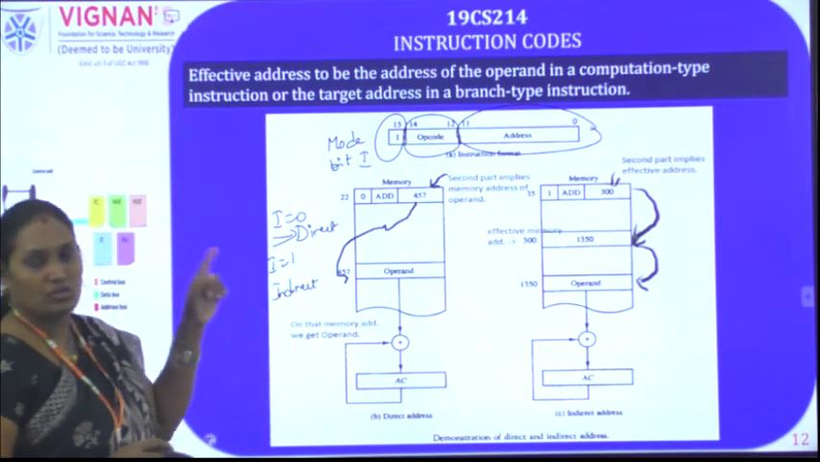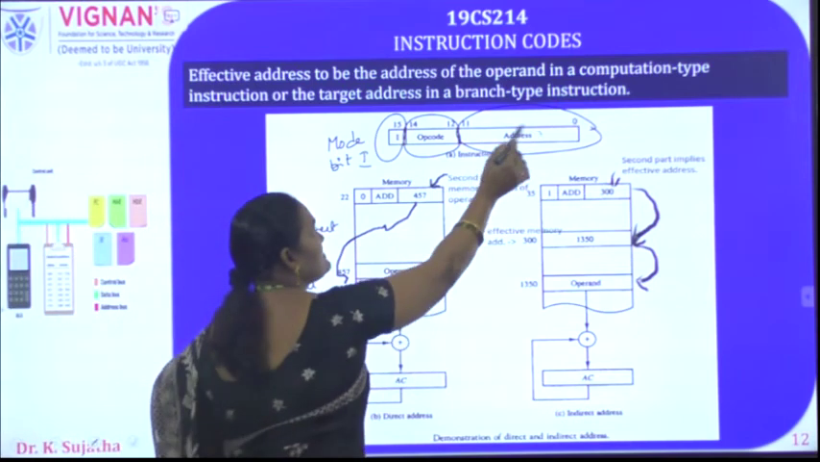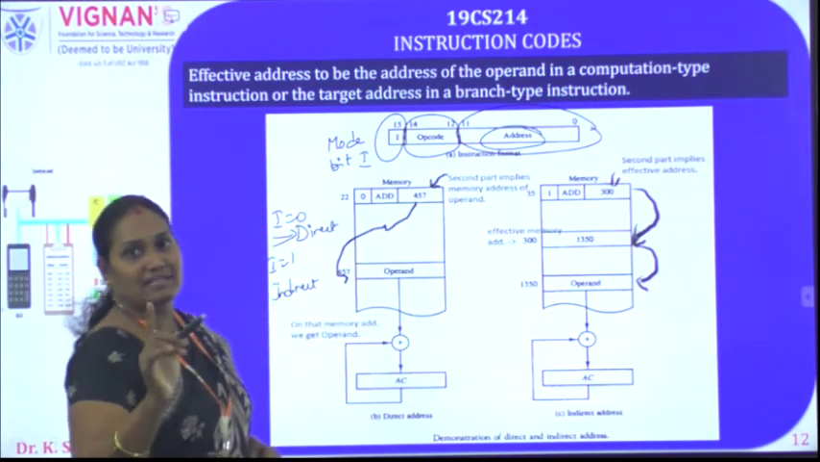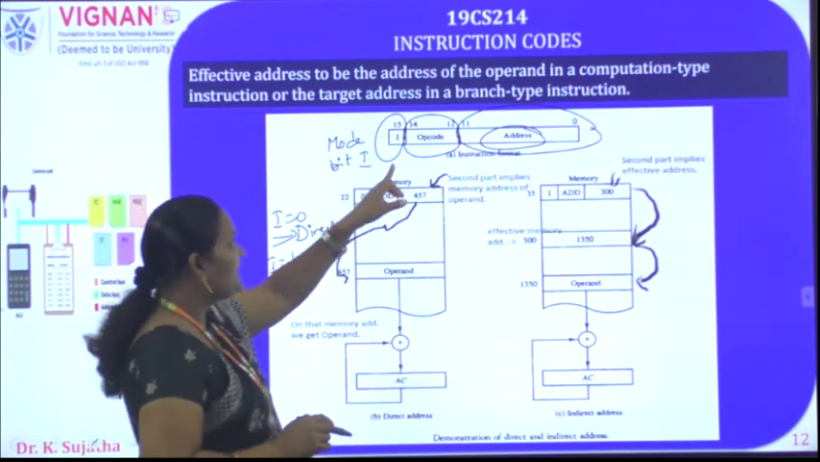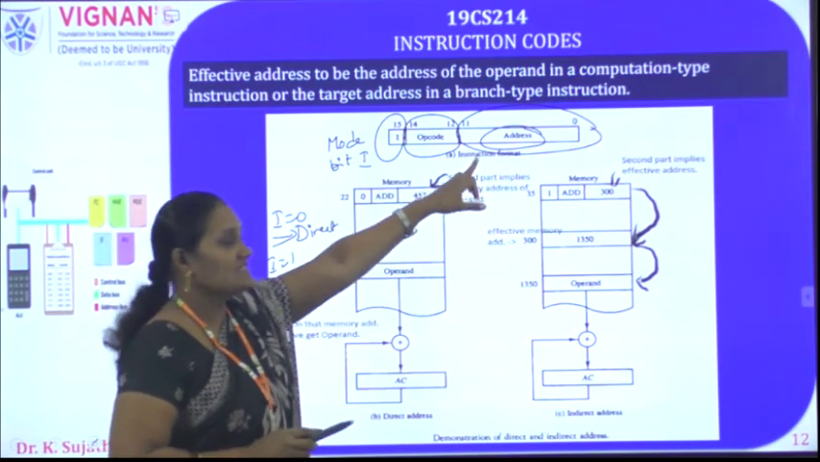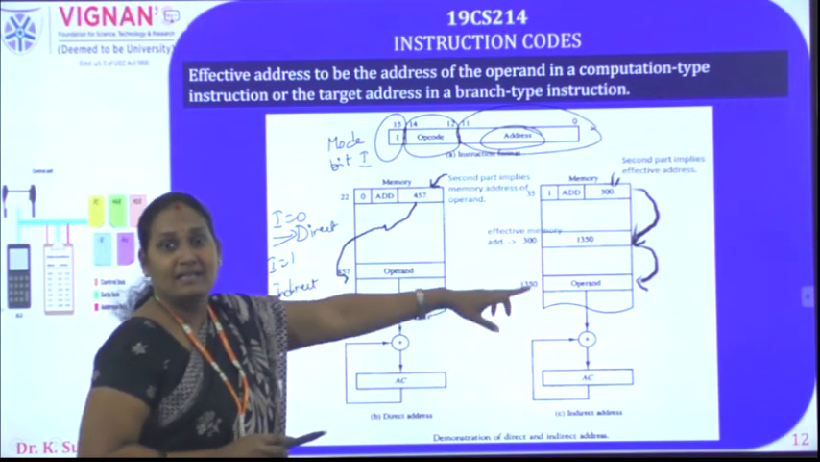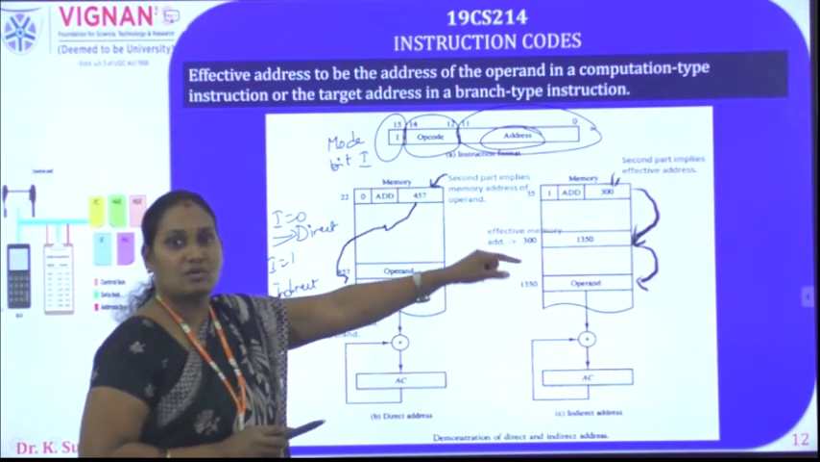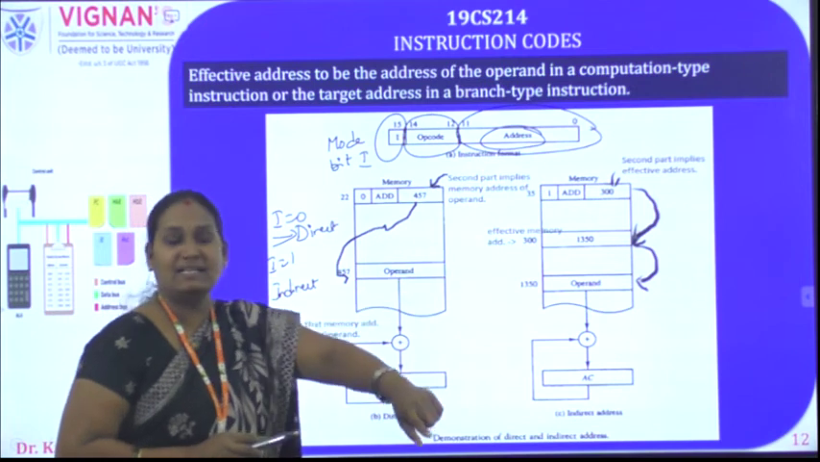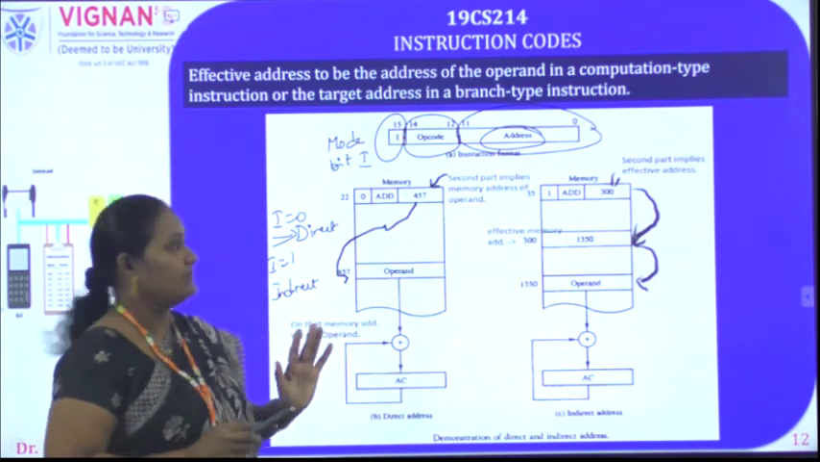If mode bit I is 0, the address present here is the address of the operand. If the mode bit is 1, then whatever address is present in the address part, if you go to that address, there you will find the address of the operand. If you go to that address, there you will find the operand.